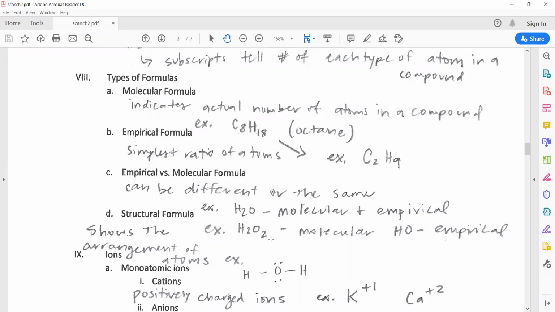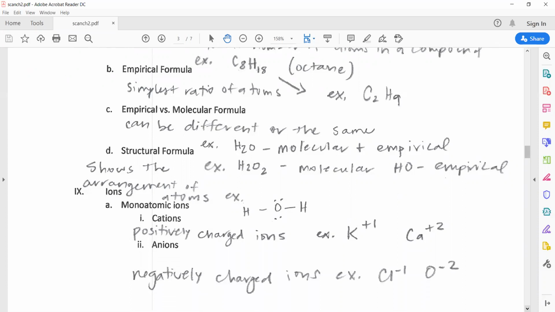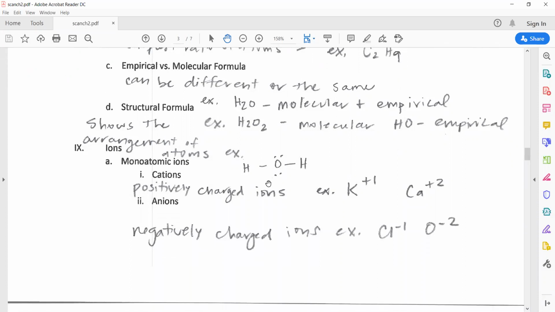H2O2 has different ones because the molecular is what you see. 2 H's and 2 O's is really what it exists as. But simplistically, the empirical formula is just HO. It tells you there's 1 hydrogen for every 1 oxygen. Structural formula shows the arrangement of atoms. For example, it looks like this. We'll talk about that a few chapters later.